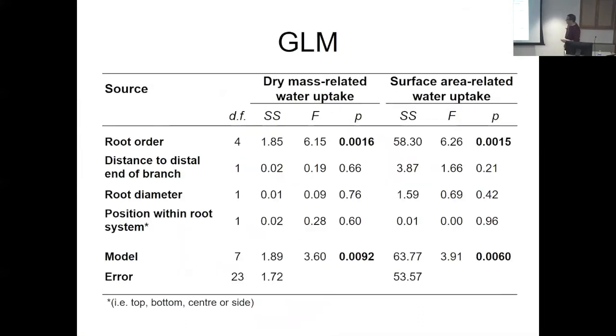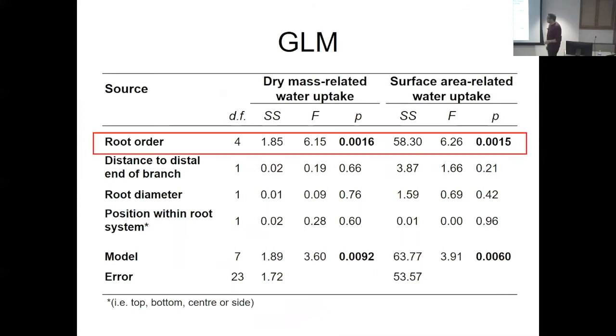So this is our first project that I wanted to tell you. When we look at the statistics, we see that in these root orders, you say root order 1 or smaller, so maybe it's size, but the most statistically significant thing is the order itself, okay? Not the distance, not where it is in the branch, not if it's up or down, not the diameter. The most significant is the root order itself.